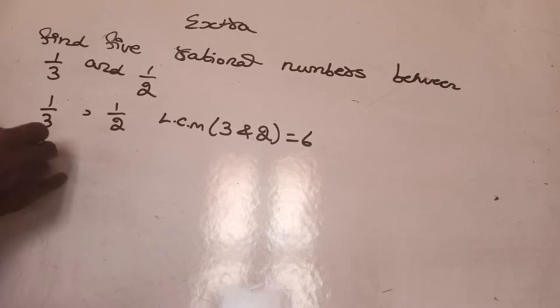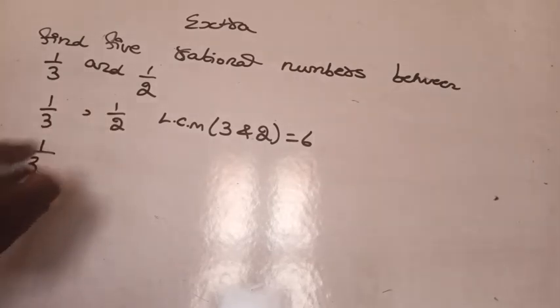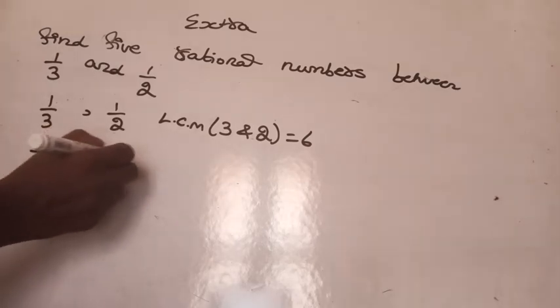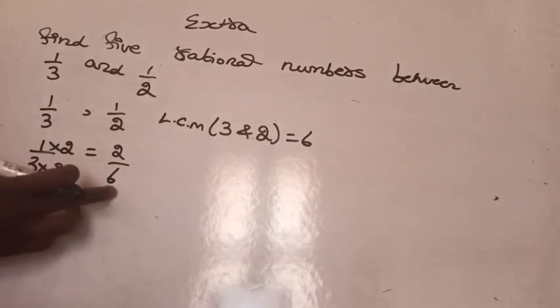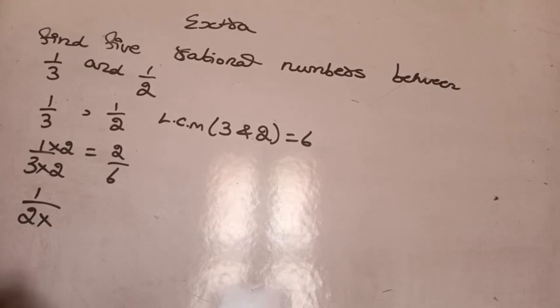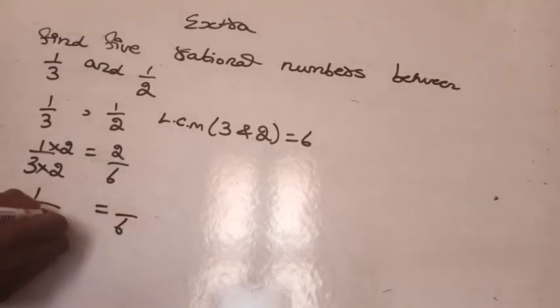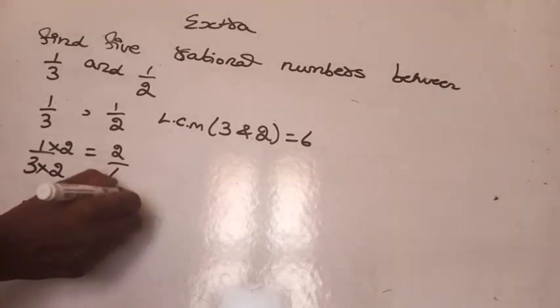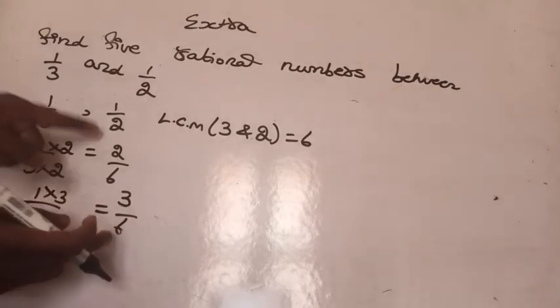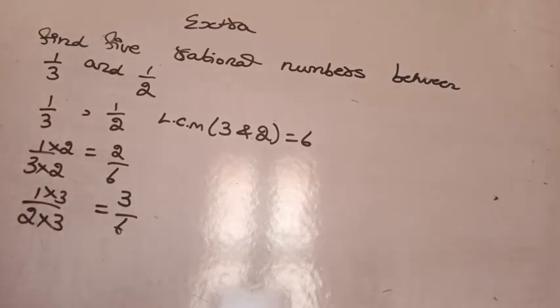Now get the equivalent fractions of 1 by 3 and 1 by 2 with the denominator 6. What should be multiplied? 2 should be multiplied to get the denominator as 6. And then 1 by 2 is given. What should be multiplied to get the denominator as 6? 3 here, so 3 by 6. Now we got 2 by 6 and 3 by 6, but we are not getting any fraction in between these. So again, what do you have to do?